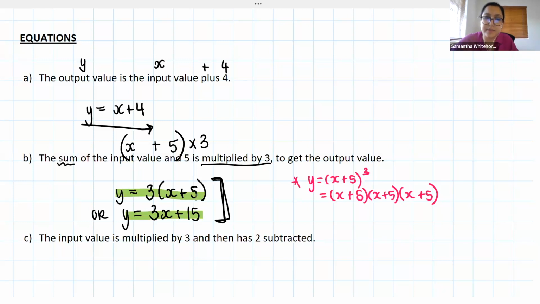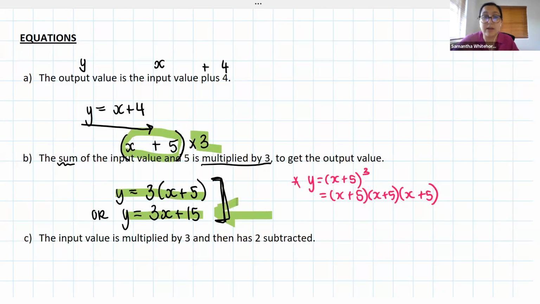All right. Okay. So for B, there are 2 options, either the non-simplified or the simplified version. It doesn't matter what you write down. What is important is that you're taking a bracket and you're multiplying it by 3. Okay, we're not just multiplying the x by 3, nor are we just multiplying the 5 by 3. It needs to be both of them together.